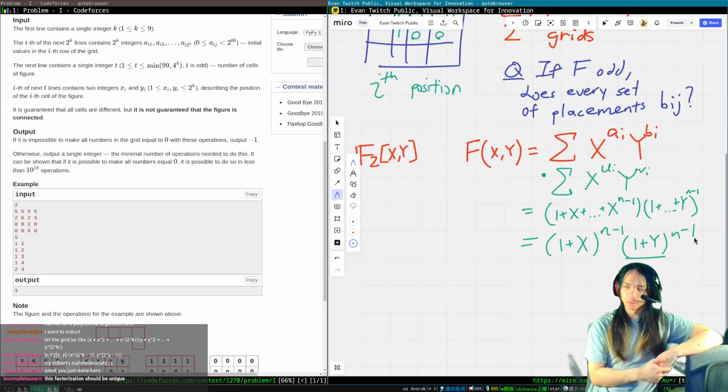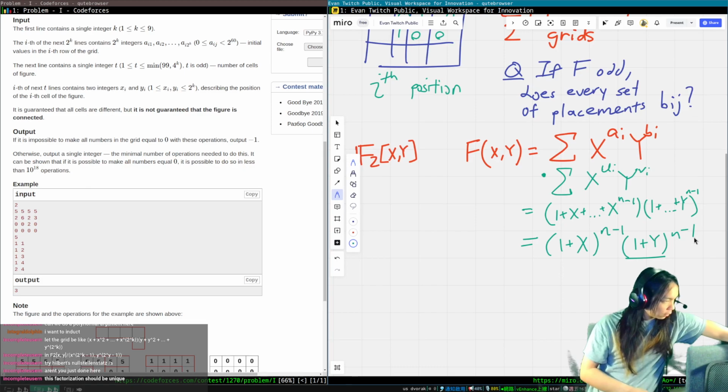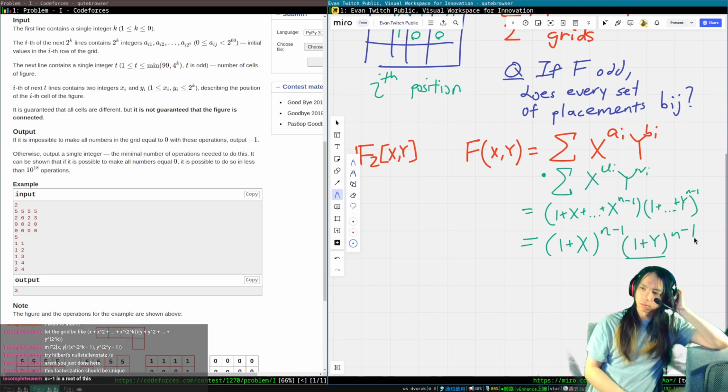Aren't you just done here? Why am I done? The factorization should be unique. I see. But the point is that if you actually plug in x and y as 1, because f is odd, this number is odd. So this thing has no factors of 1 plus x and 1 plus y in it. So, yeah. All right.